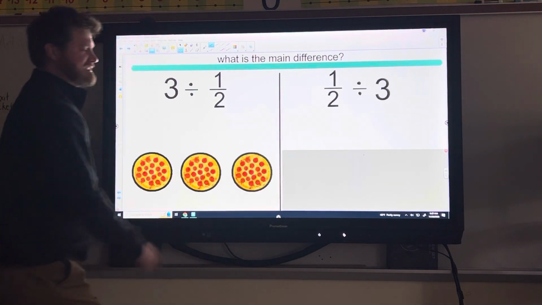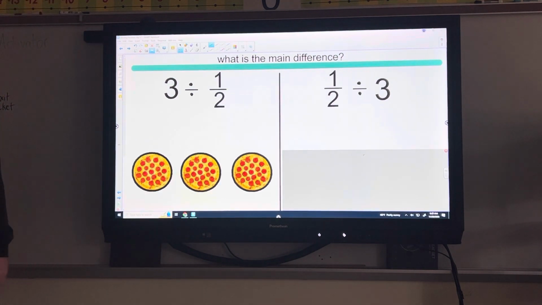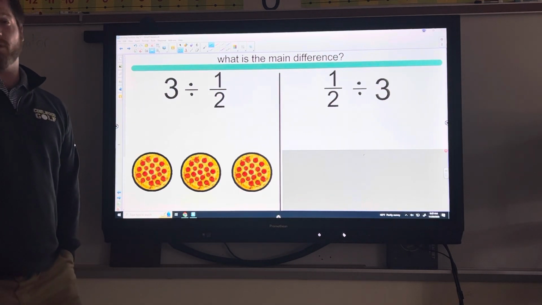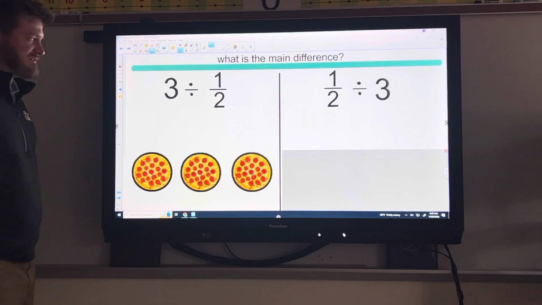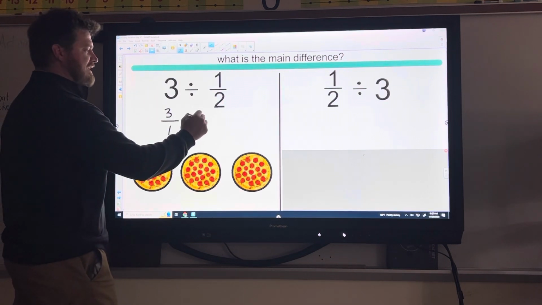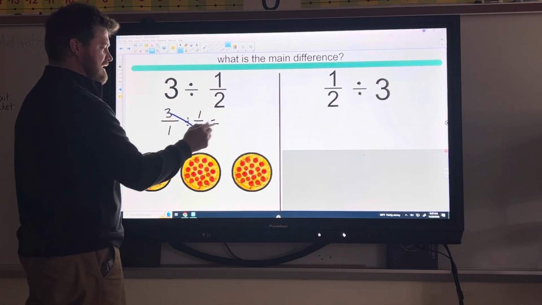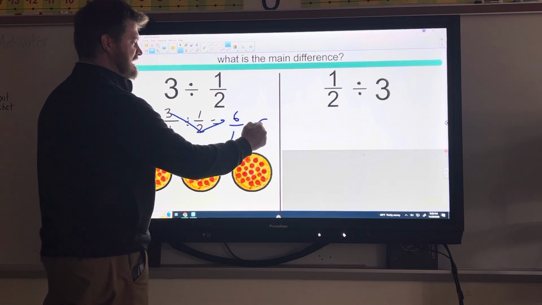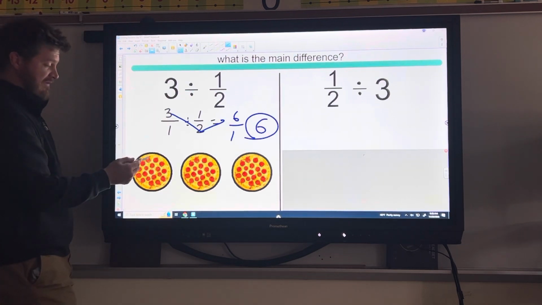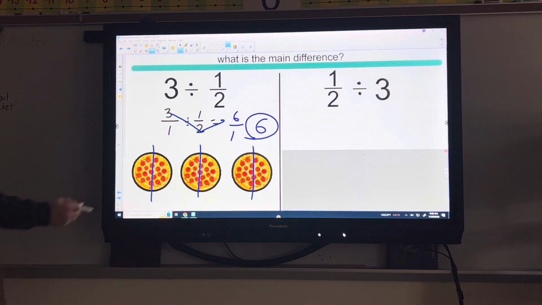And a way to explain this is looking at pizzas. Here we have 3 pizzas, excuse me, 3 wholes, and I'm going to cut them into halves, which is going to end up with how many halves in the end? Well, I know 3 divided by 1/2, keep, change, flip, gives us 6 over 1, aka 6. My answer is going to be 6. This is how we get it. 3 divided by 1/2. I split each of these into halves. How many halves do we have?